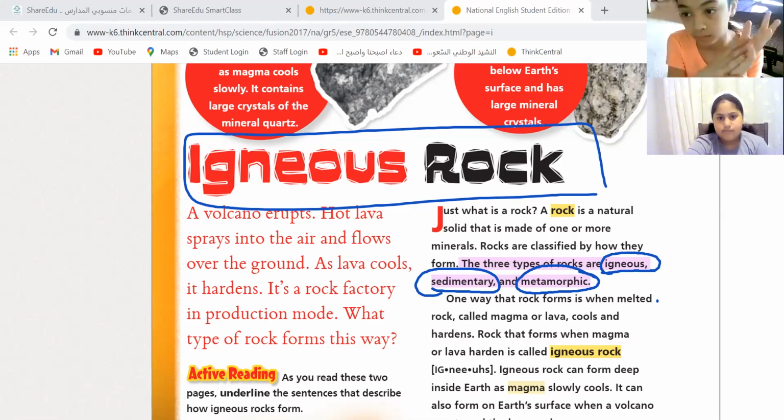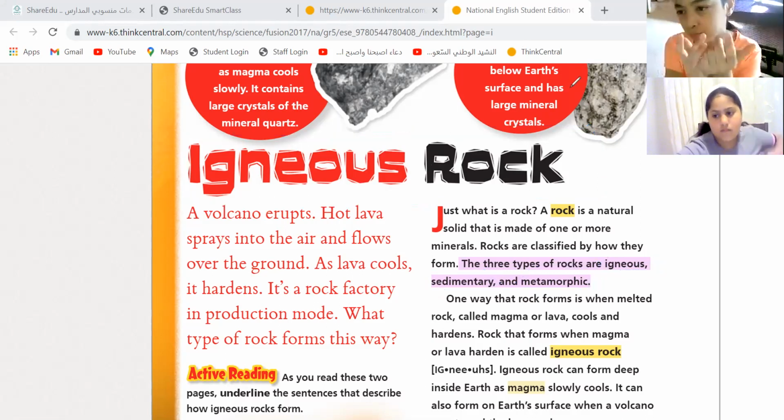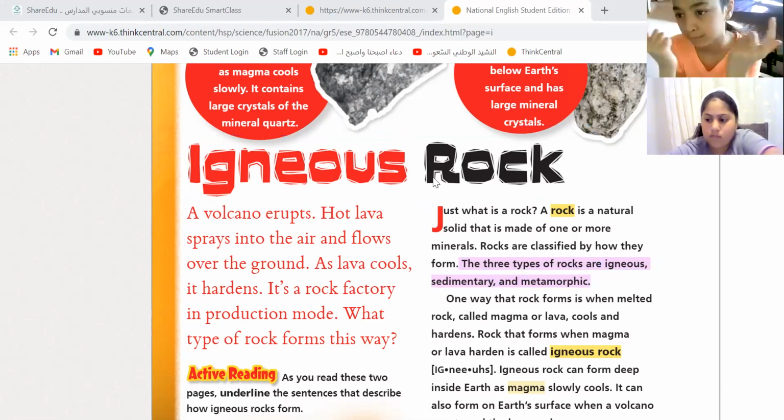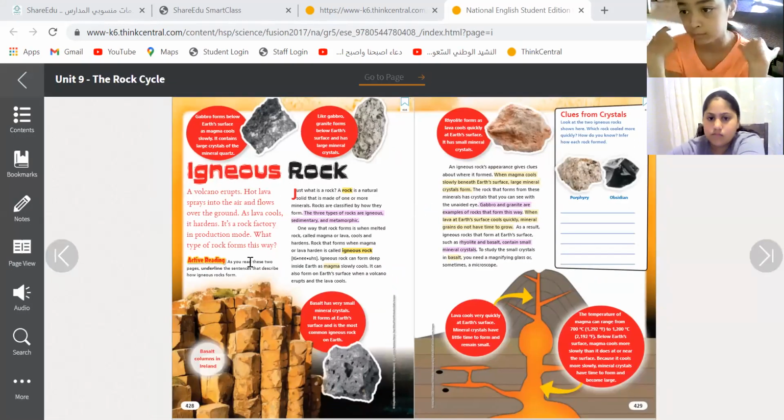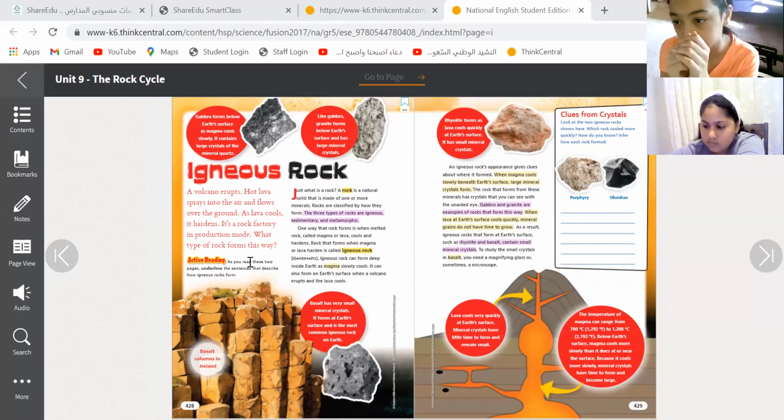Also, it depends on how it cools down. Do you think all of them will cool down quickly or slowly or at the same rate? When a volcano erupts, it will cool down. Will it take the same time? Do you believe that, or it can take different time? What do you think, Yafiruz?